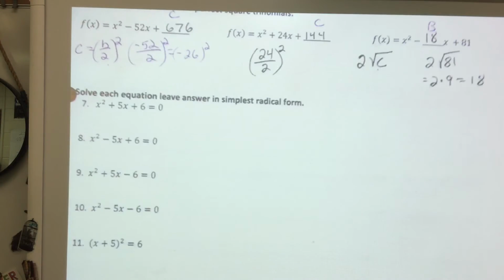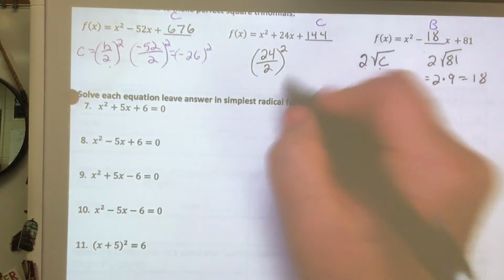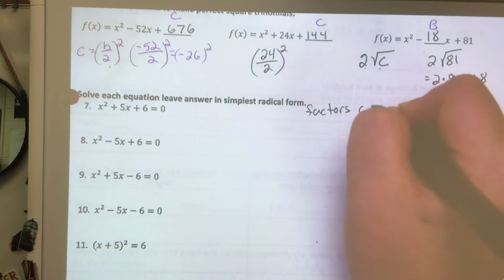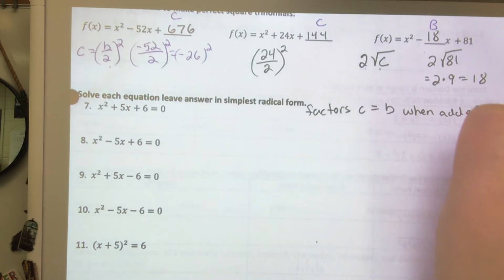Okay, next set. For 7 through 10, this is where you find factors of C equal B when added together.